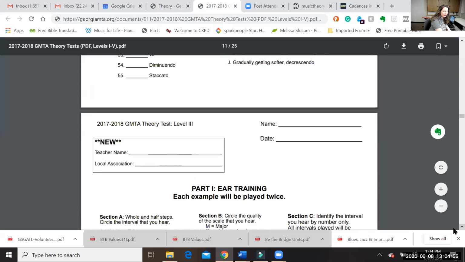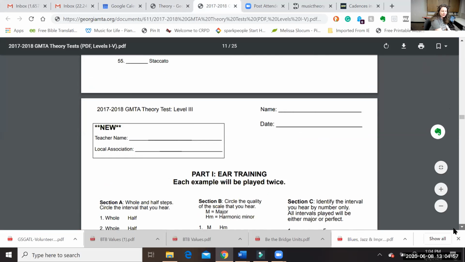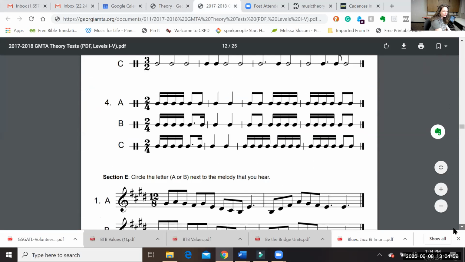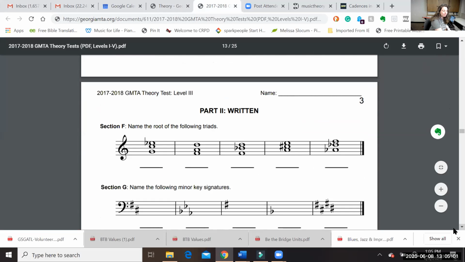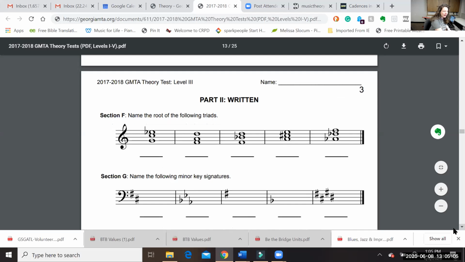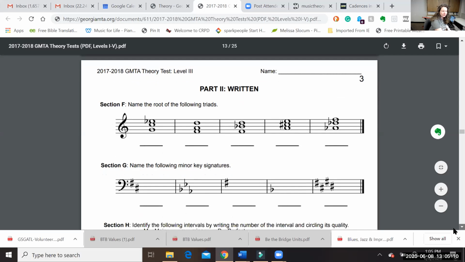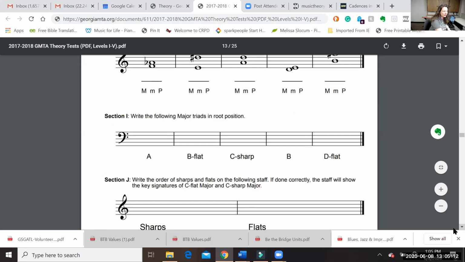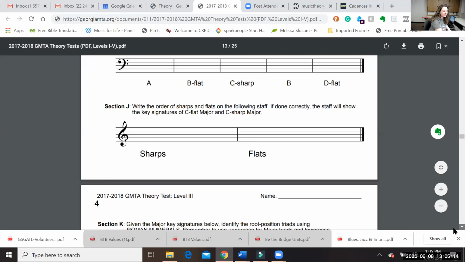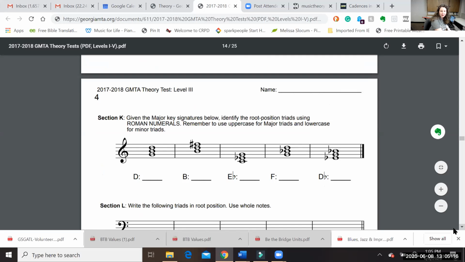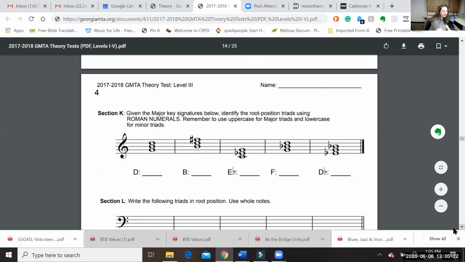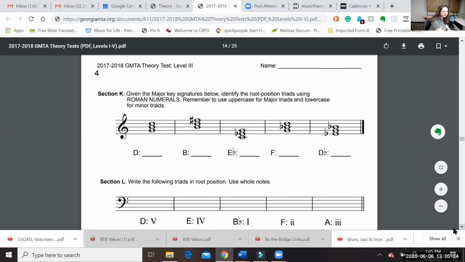Keep scrolling. We'll do the ear training in another video. You can find that elsewhere. The part 2 written exam on page 3, actually page 13 of the document, was also covered in another video. So if you need help on page 3, you can find that in another video. And in this video, we're going to work on page 4 of the exam, which is page 14 in the document. I realize that's a little bit confusing, but you're going to scroll all the way to page 14.